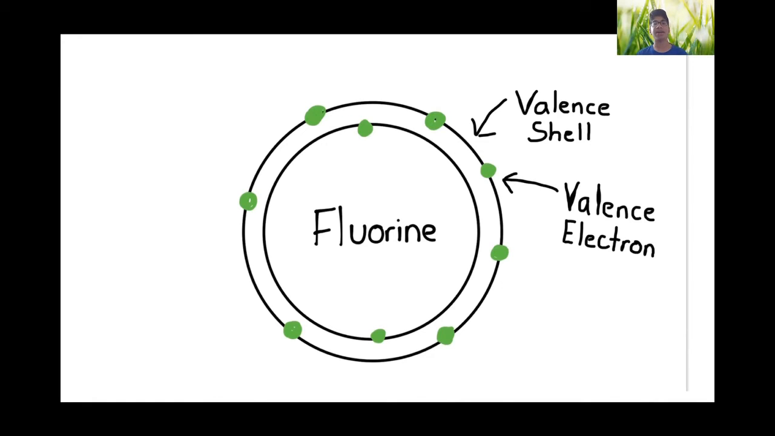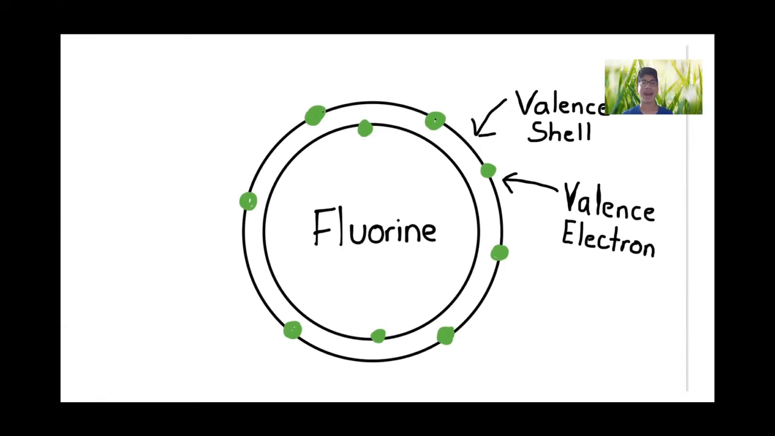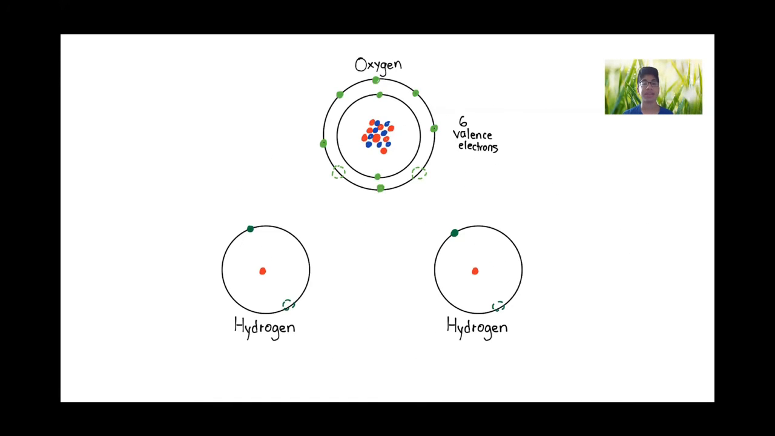But why does this matter? Well, in order for an atom to be chemically stable, it needs to have a full valence shell. And atoms strive to be chemically stable through a variety of methods. The first method that atoms use to complete their valence shell and thus become chemically stable is sharing electrons with other atoms. So let's take a look at an example of this.